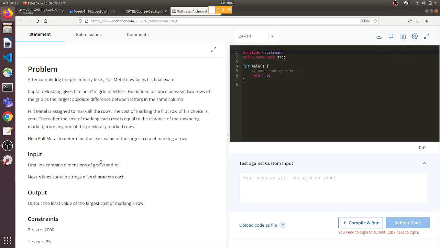Yeah, so the problem statement clearly tells that we can apply Prim's algorithm here. When we mark the rows one by one, and when we are marking a new row, we pick the minimum weight, basically the minimum distance edge from that row to the ones which have already been marked.